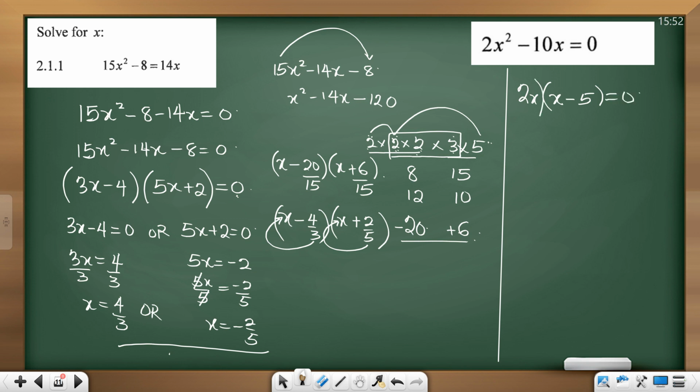Again, guys, even if they don't put a bracket, it's two brackets. It is either 2x equals to 0 or x minus 5 equals to 0. Divide both sides by 2. X equals to 0 over 2. Or move the 5 over. It's a negative on the left, it becomes a positive on the right.